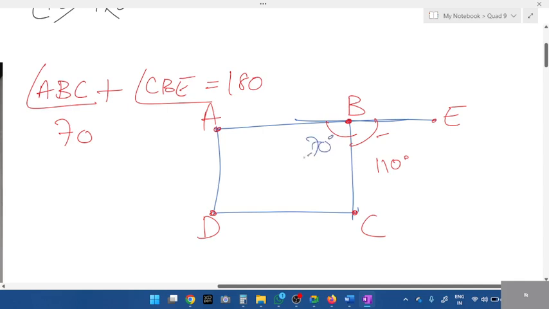If this is 70, what about the opposite angle? Be quick, student. 70. What about angle A, the adjacent one? 180 minus 70 is 110. 110. Understood? Any doubts?